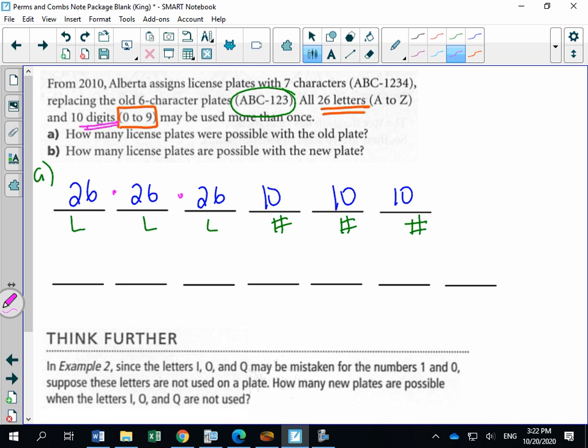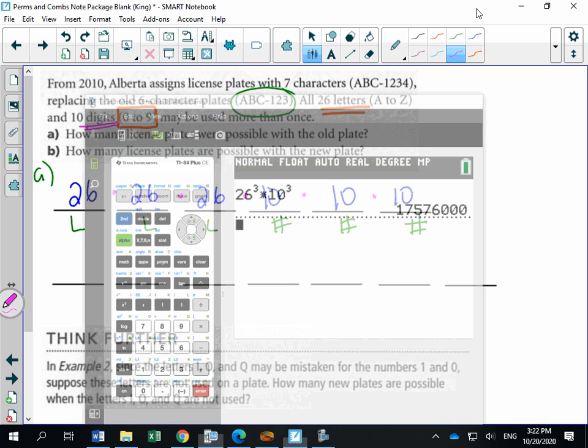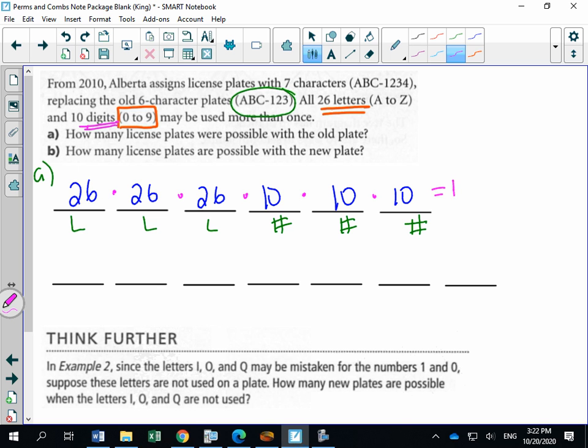What we would do when we do the fundamental counting principle to find out the total number of license plates is multiply this all together. How I'm going to type this on my calculator is, instead of 26 times 26 times 26, I could just do 26 to the power of 3, times, again, 10 times 10 times 10, or 10 to the power of 3. So if you enter this into your calculator, the total number of license plates before 2010 were 17,576,000.